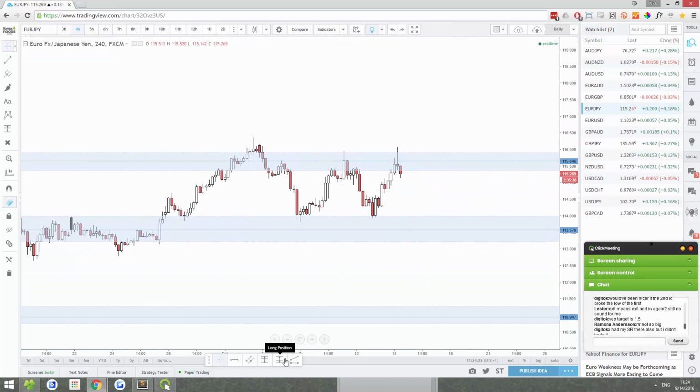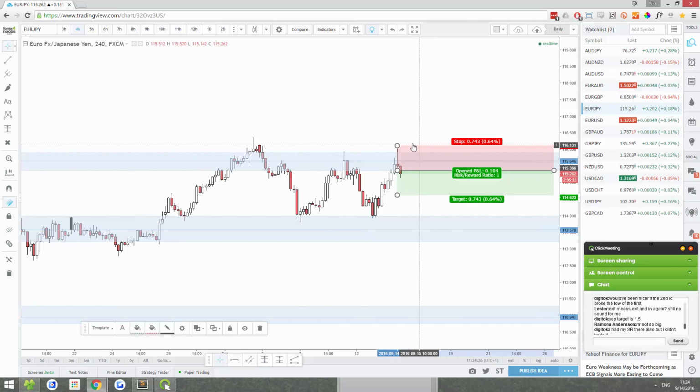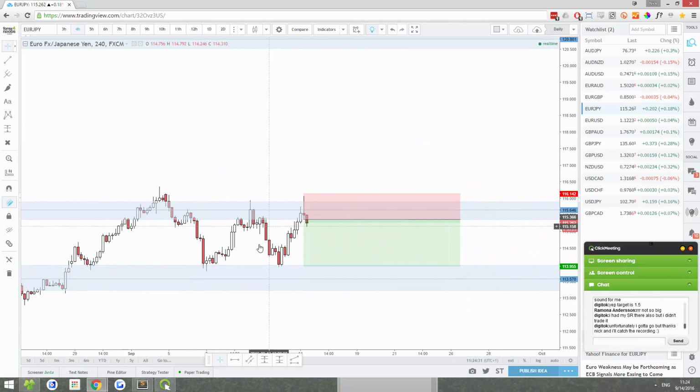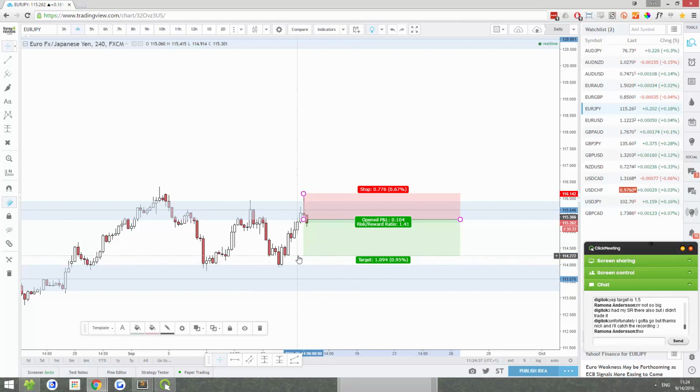Wait, let's look at the risk reward ratio though, because the upper wick seems pretty big. Oh no, that's plenty. You got a good risk to reward ratio there. Yeah, man, good luck. Are you going for a 1.5 risk to reward, or are you going for a full 2?